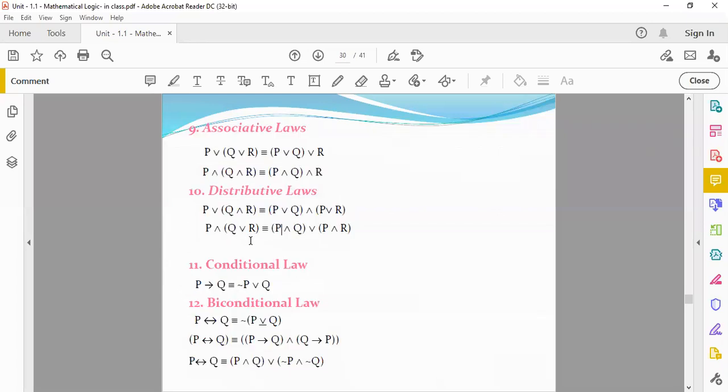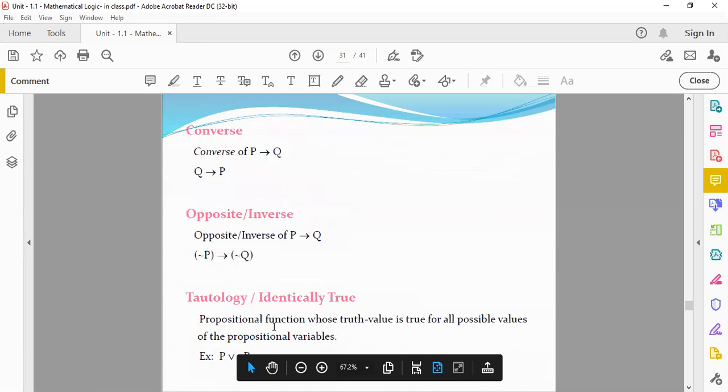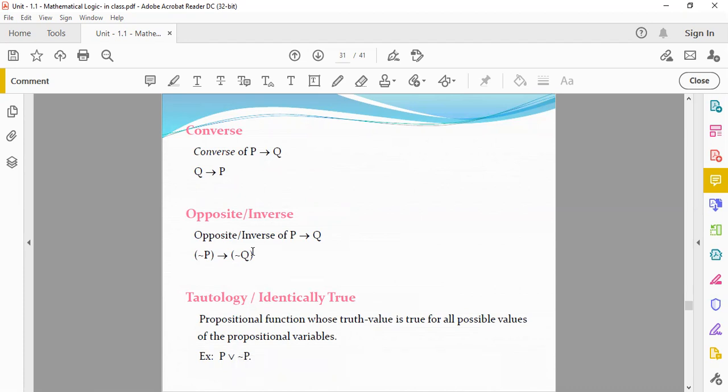Okay, already we know the conditional law. We already learned previously that P implies Q is equivalent to negation P or Q. Also P if and only if Q means P implies Q and Q implies P. That we already learned. Now, the most important one, it has three statements. So I want to tell you here.